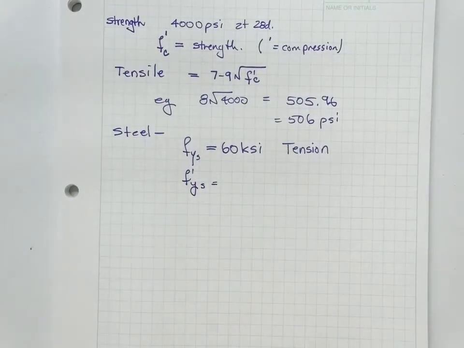Any idea? You must have looked at compression numbers. We don't use them very often in steel, right? We typically have compression and tension in the same member, but we have compression members as columns. Do you remember what the compressive yield strength is? It's not a trick question.